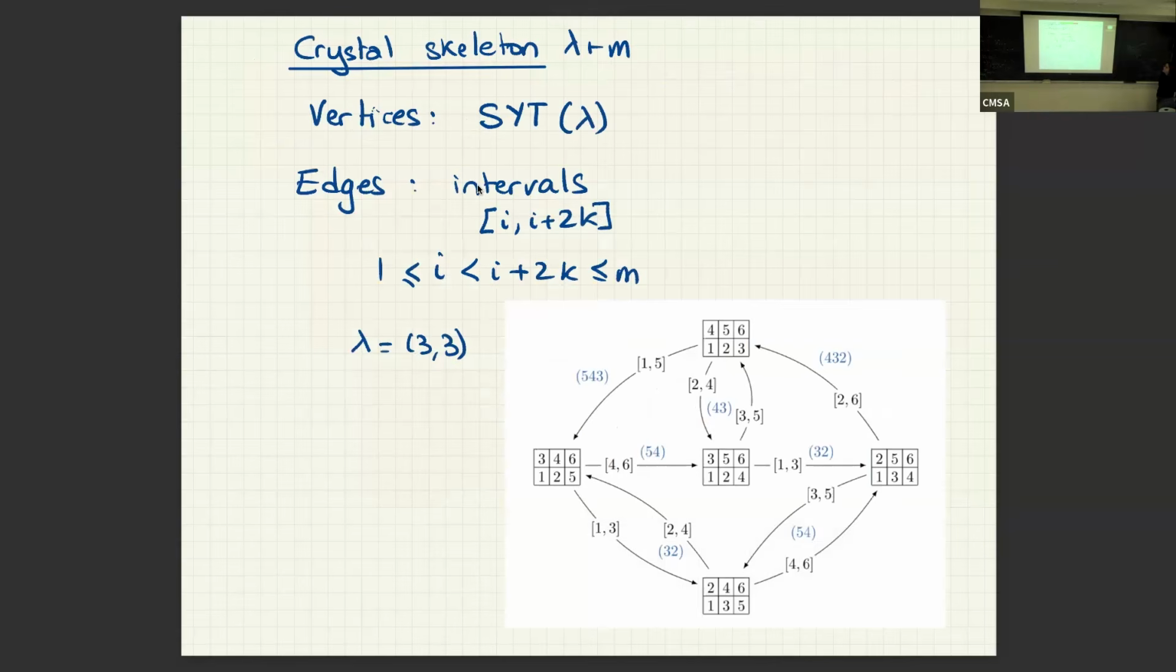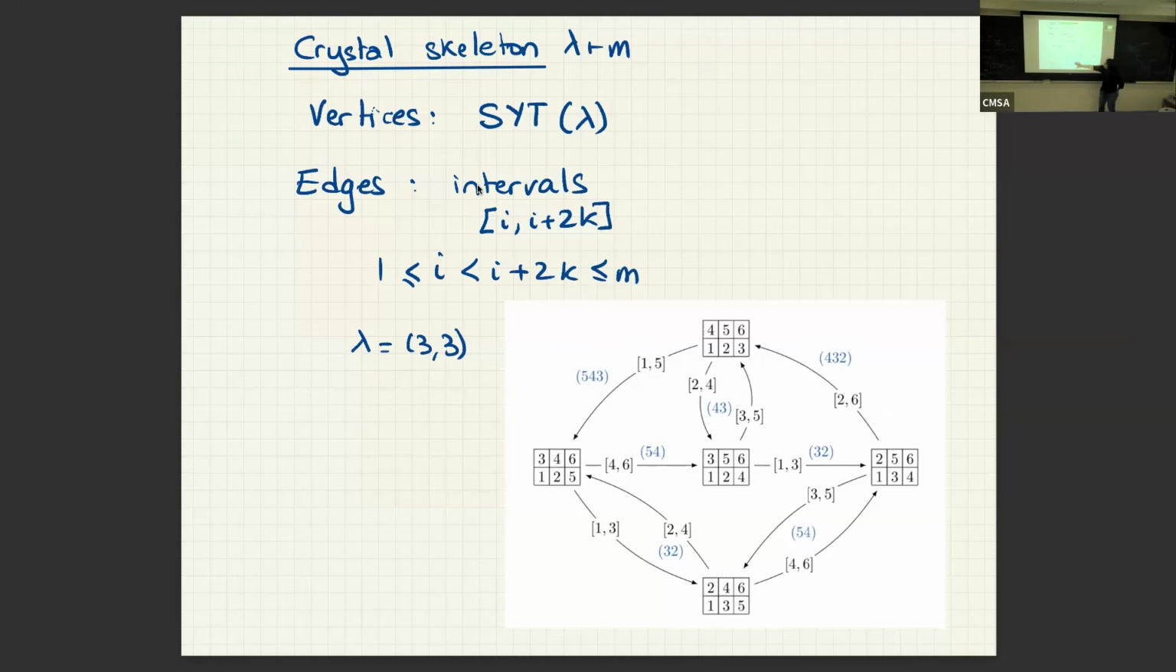Here is the definition of a crystal skeleton. I fix a shape lambda. The vertices are standard Young tableaux of shape lambda. And now the edges: we want to understand the action of what's happening directly on the tableau. Now they are labeled by intervals of size odd. And here is an example for lambda equal to 3, 3.